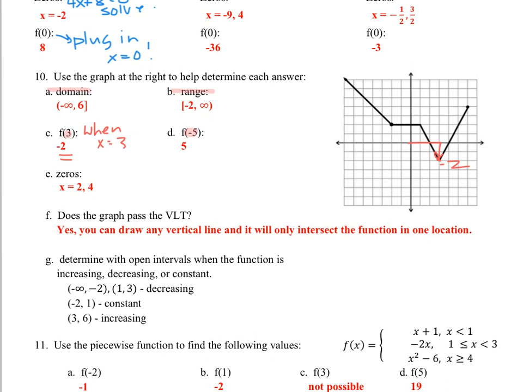The zeros of the graph are where it actually crosses the x-axis. That's a zero of the function. So notice it crosses the x-axis at +2 and +4. Those are the zeros of the function.